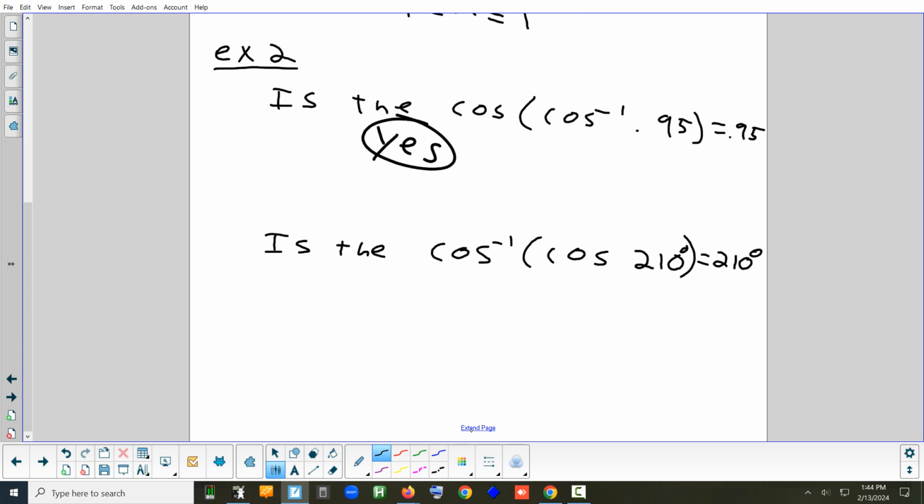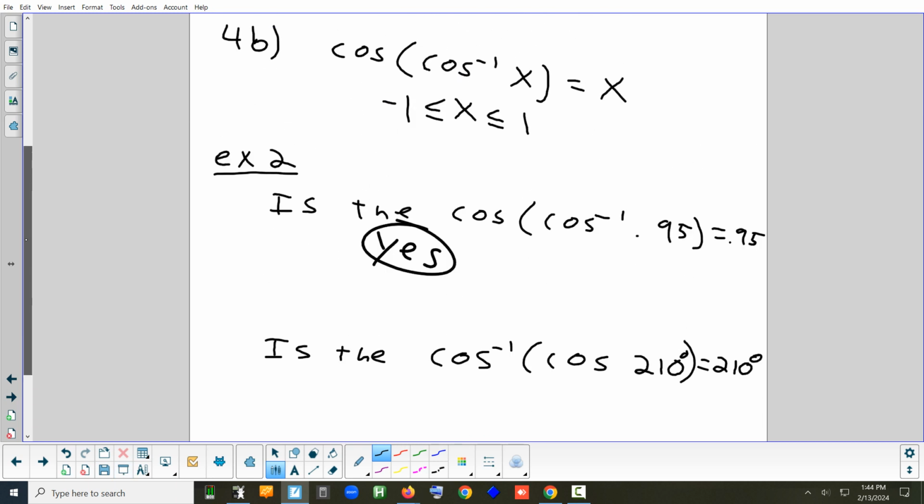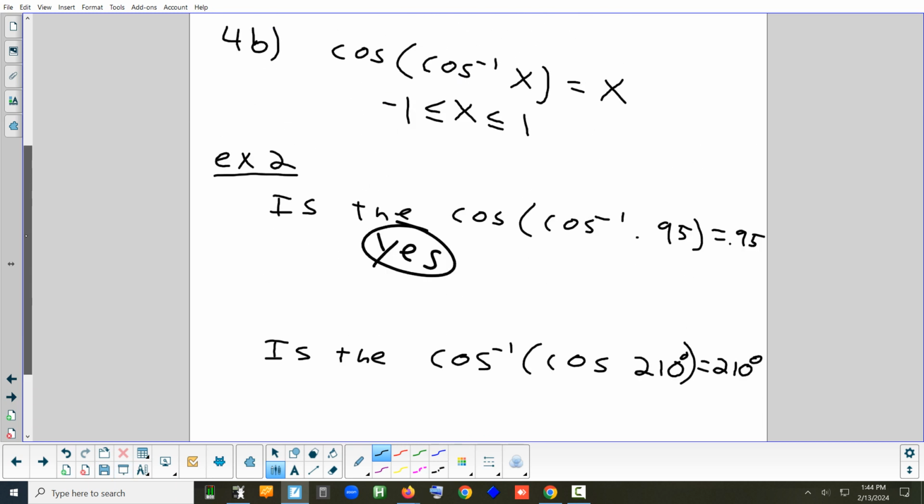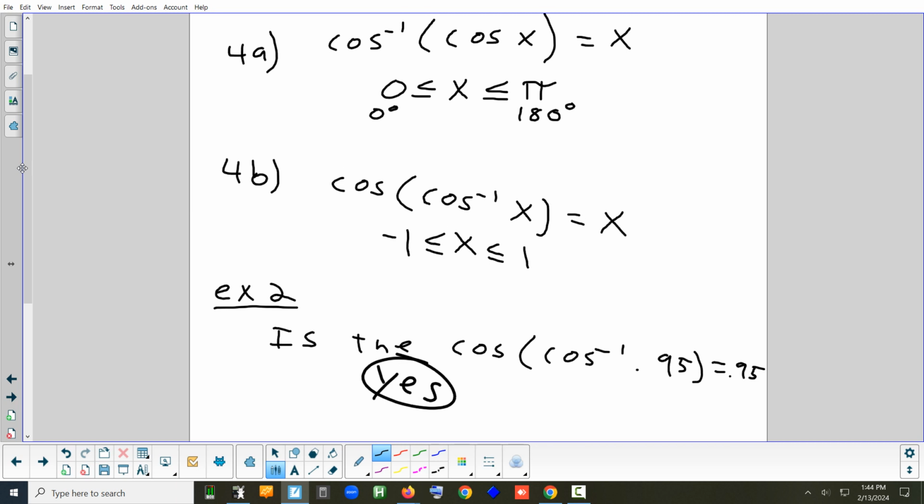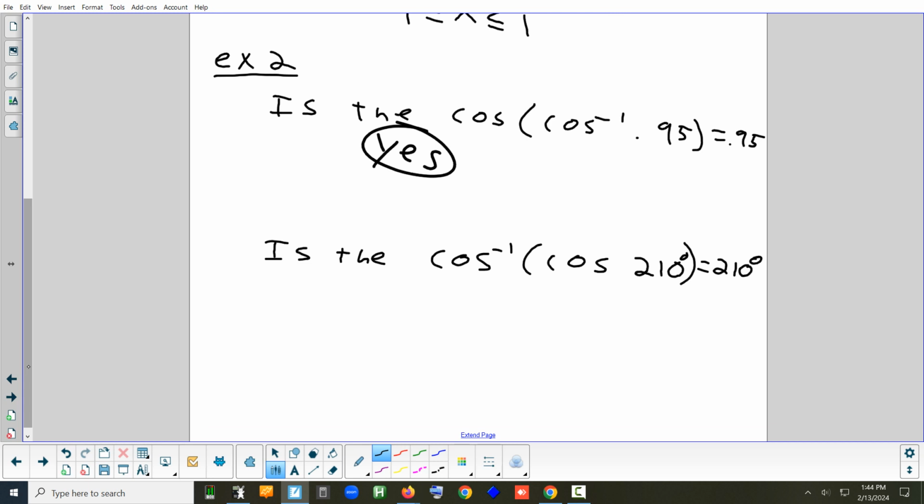How about this one? Inverse is on the outside. What are we supposed to be between when it's on the outside? 0 and 180, or 0 and pi. Yeah, in this case we're using degrees, so 0 to 180. Are we between 0 and 180? Nope. So that one's not going to work. Okay.